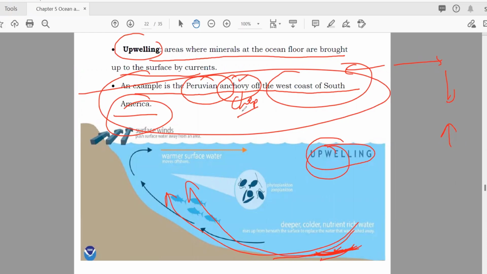So if in the exam the question comes, what is upwelling? You will say: areas where minerals at the sea floor are brought up to the surface by currents. This process is known as upwelling. If they say give an example, you can give this example: Peruvian anchovy, and where it is happening, the west coast of South America. Is it clear?